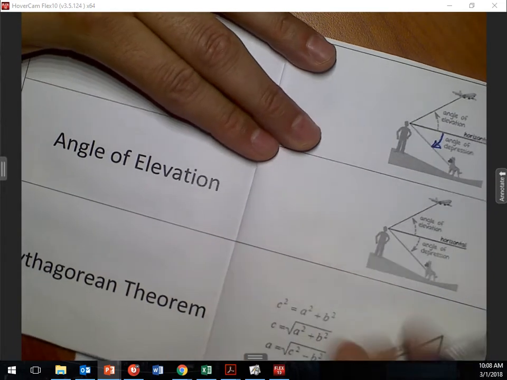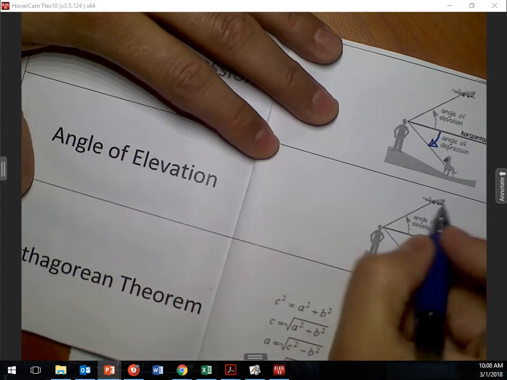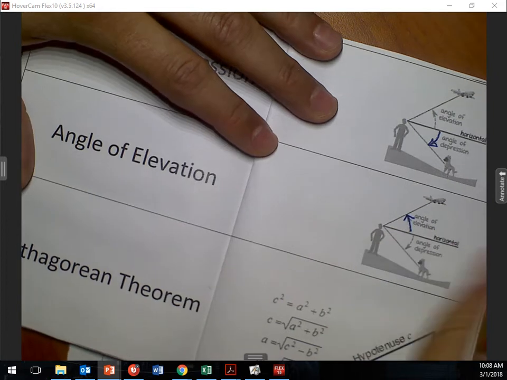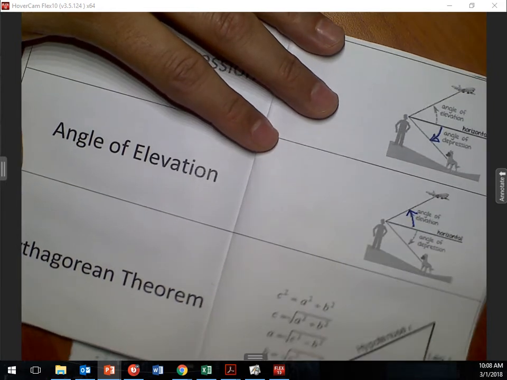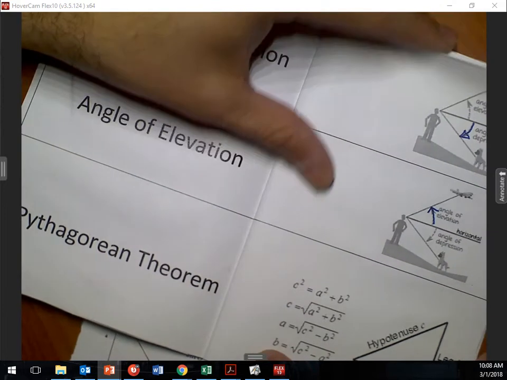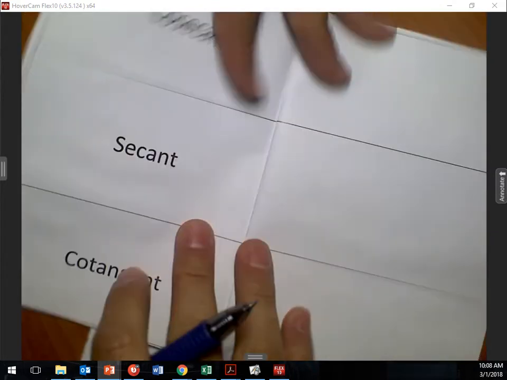Anyway, all right. Angle of elevation does what? Goes up, right? Okay. Pythagorean theorem. Here it is, right here. Just in case you forgot it, we've been using it for a while.